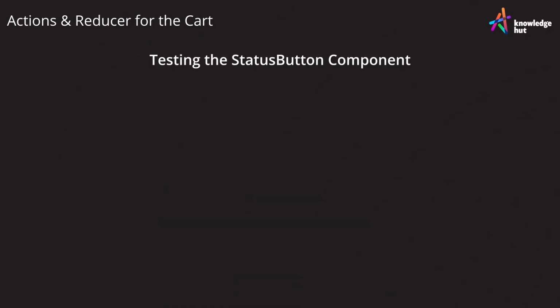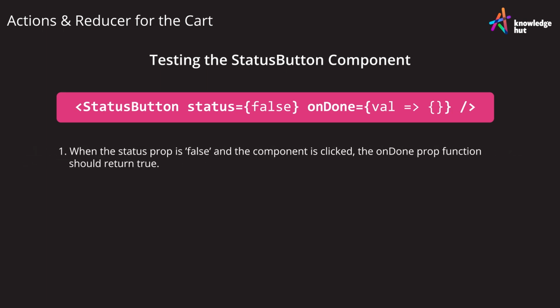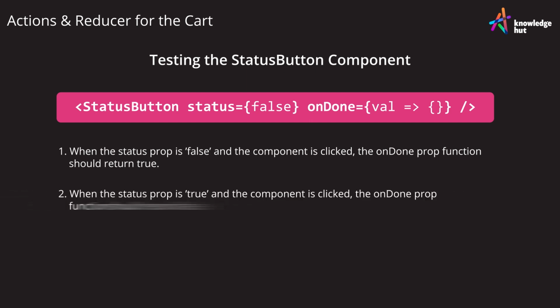Our next component is the status button component. Here we are testing two situations. If the status prop is set to true, then clicking on the component returns a false and vice versa. While this happens, we are conditionally overloading the class name as well to render an enabled and disabled button respectively. So let's write a test suite.